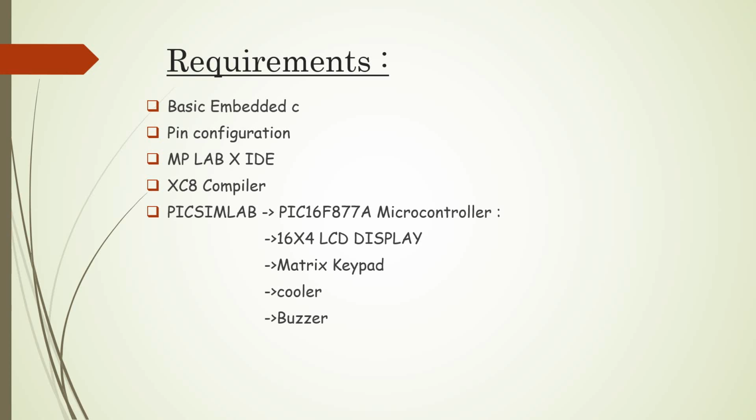The first one is the microcontroller itself, the second one is the 16x4 LCD display, and then the matrix keypad, the cooler and the buzzer. These are the requirements that are useful to develop a project like ours, a microwave oven.